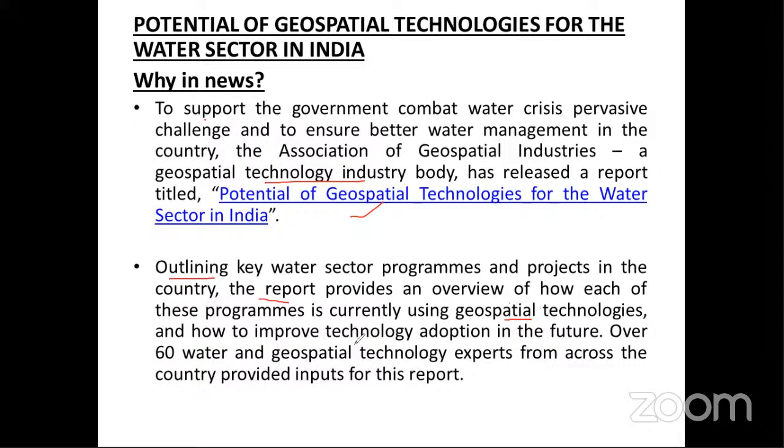How to improve technology adoption in the future. Over 60 water and geospatial technology experts from across the country provided input for this report.